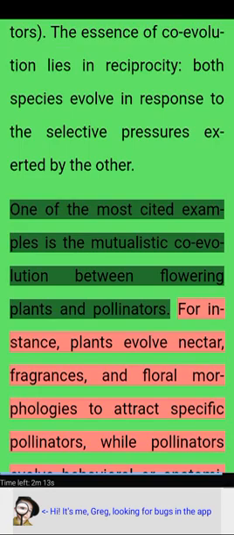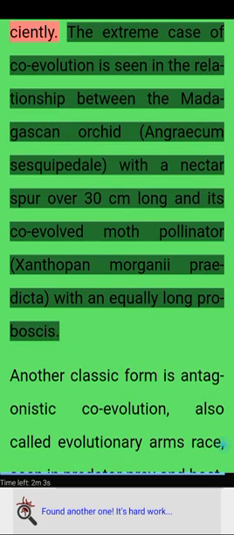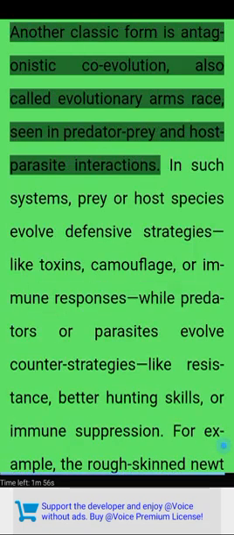One of the most cited examples is the mutualistic co-evolution between flowering plants and pollinators. For instance, plants evolve nectar, fragrances, and floral morphologies to attract specific pollinators, while pollinators evolve behavioral or anatomical traits such as long proboscises or olfactory receptors to access nectar efficiently. The extreme case of co-evolution is seen in the relationship between the Madagascan orchid Angraecum sesquipedale with a nectar spur over 30 centimeters long and its co-evolved moth pollinator Xanthopan morganii praedicta with an equally long proboscis.